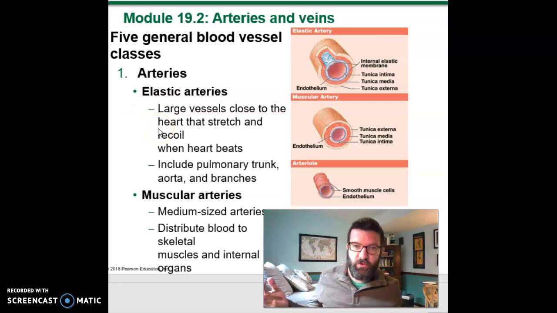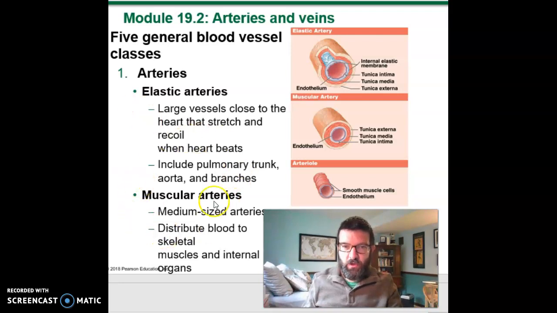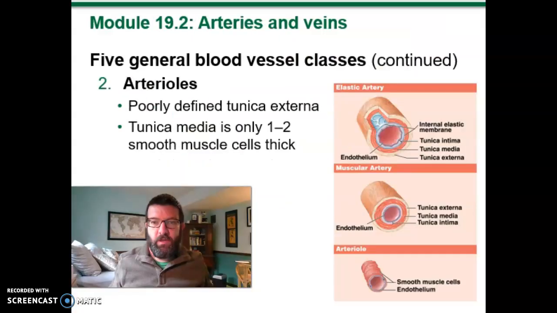And then the next largest arteries, which kind of go to each organ, specifically to each muscle, are called muscular arteries. These are medium-sized, and they have a little bit less elastic tissue, but still a fair amount. And those muscular arteries will branch and branch and branch into smaller and smaller arteries until you get to arterioles, which are very small. They're the smallest arteries, and they lead to a capillary bed.